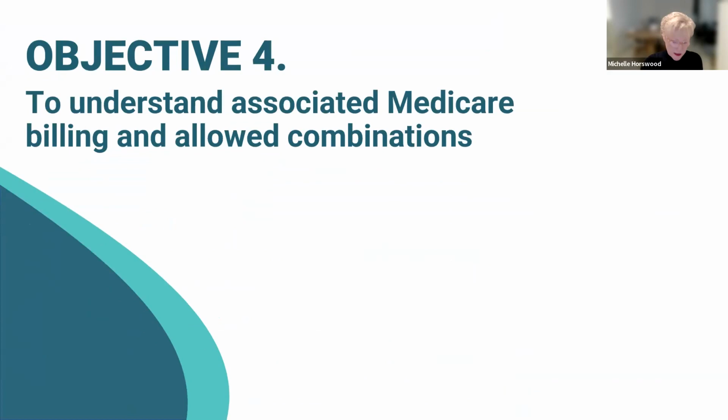Now, our last objective is to understand associated Medicare billing and allowed combinations. This is probably the trickiest objective. It's the bane of my life, making sure that Medicare item numbers go through correctly. And as nurses, if you can understand how this works, your input can be invaluable, particularly with web-based claiming now.